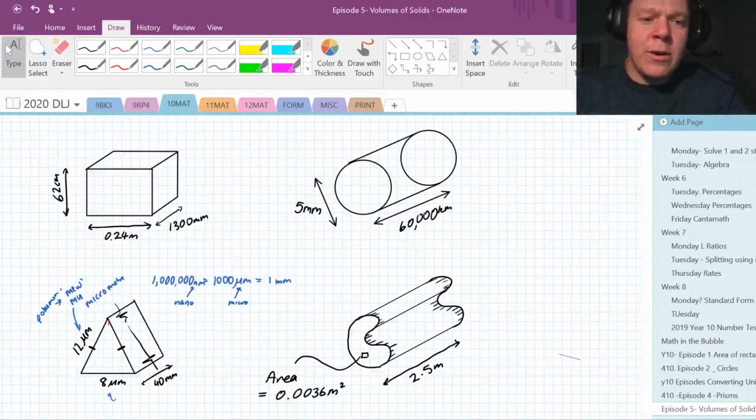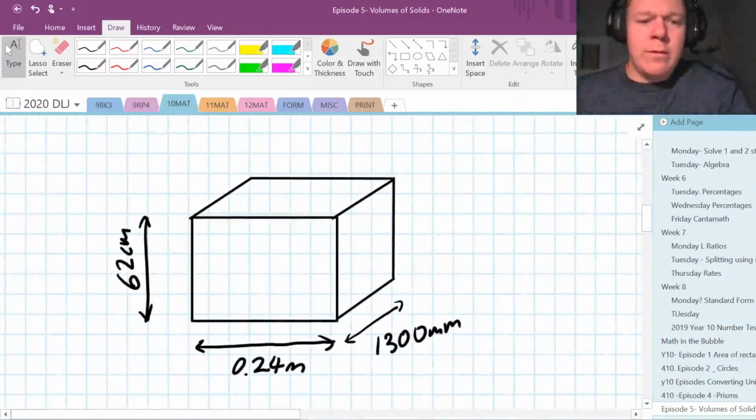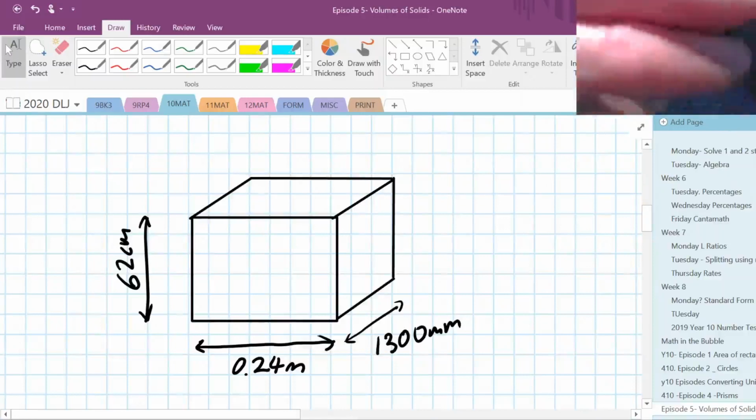If you want to do these by yourself without me, put the video on pause, put me on mute, work in the background, I don't know. But I'm going to do this rectangle to start off.